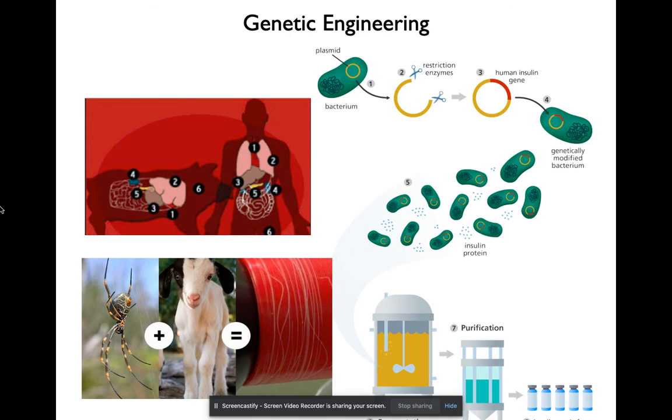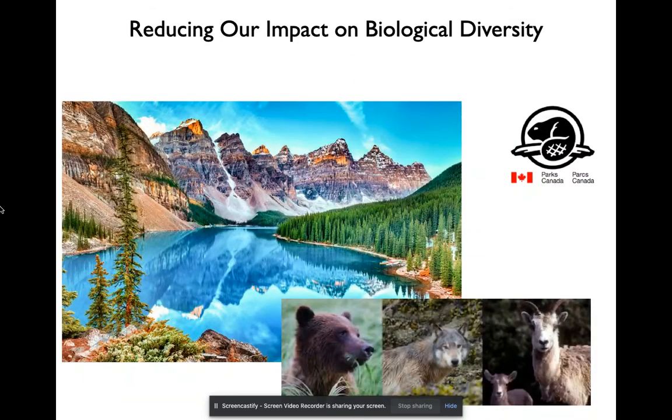And so on the bottom, step 7 there, you basically can concentrate that insulin, and then you make it available to diabetes patients. It makes it so their lives can be essentially as normal as possible, because they're able to take insulin or inject it into their bloodstream periodically.